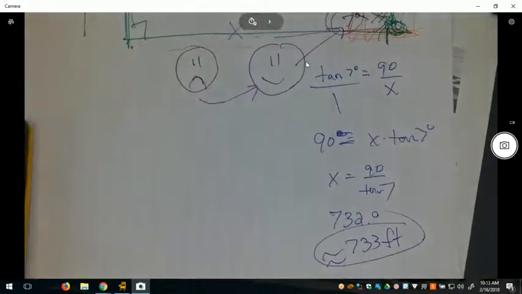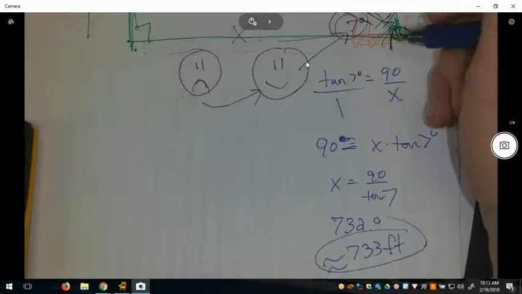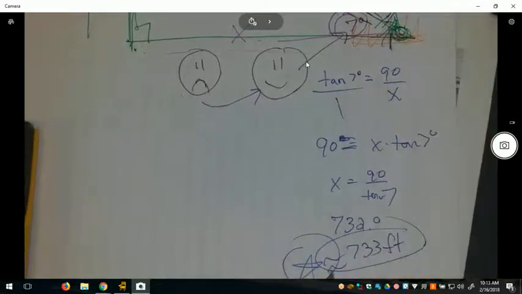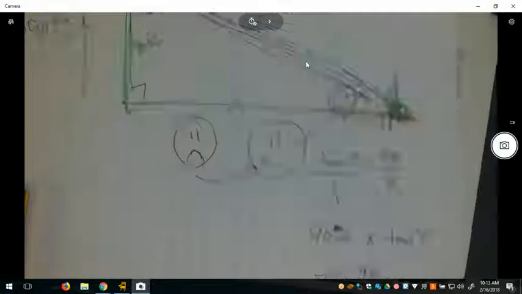So that fire is not very far from where the tower is. It's a little far, but not anything too horrible. He should be able to get there, hopefully. Hopefully it's a small fire.